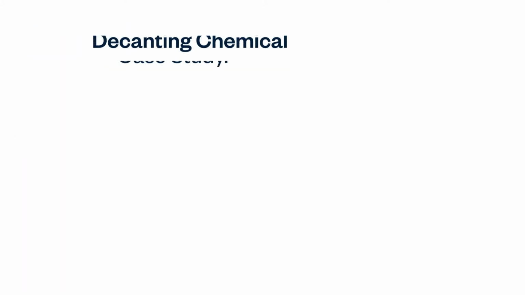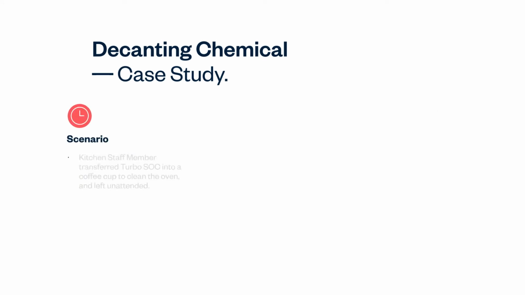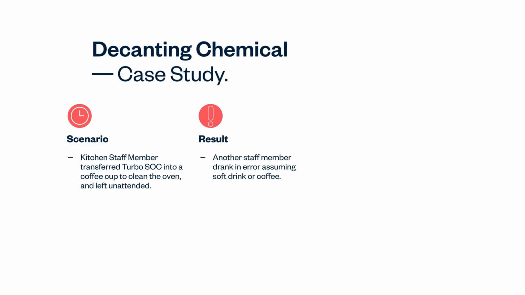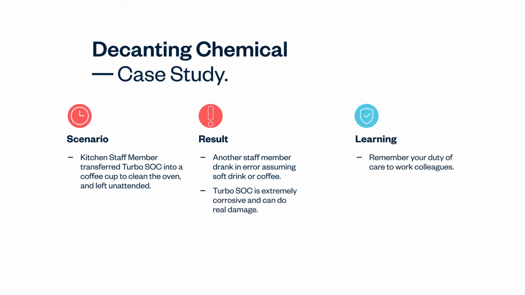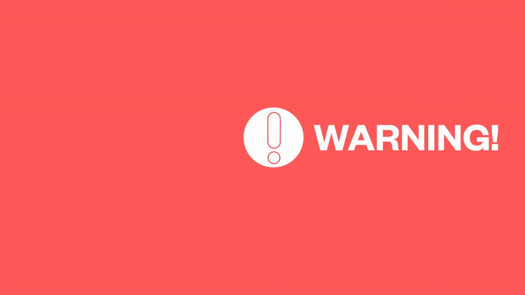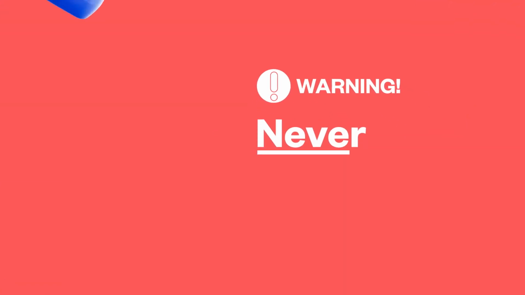An example of incorrect chemical handling is a kitchen hand who transferred our oven cleaner into a coffee cup. This was accidentally consumed by a work colleague who assumed it was a drink. This product is corrosive and can cause real damage. Never decant chemicals into inappropriate containers. Always label chemicals. Remember, these safety rules are designed to help ensure everyone remains safe.